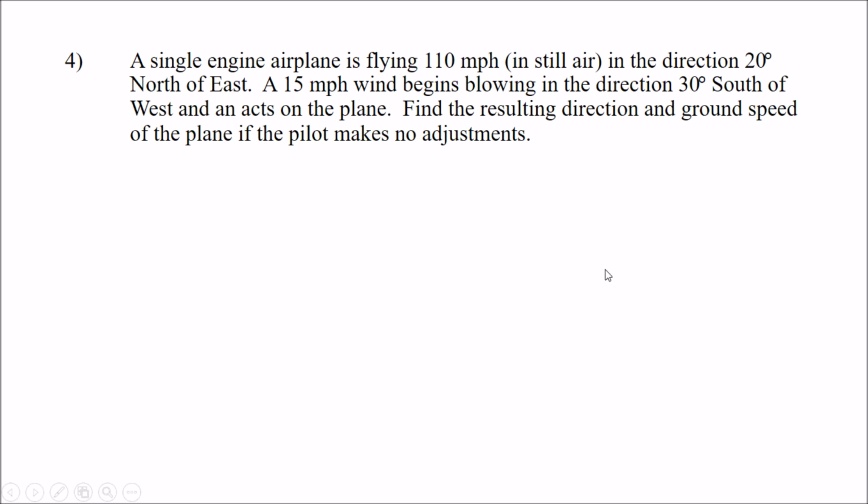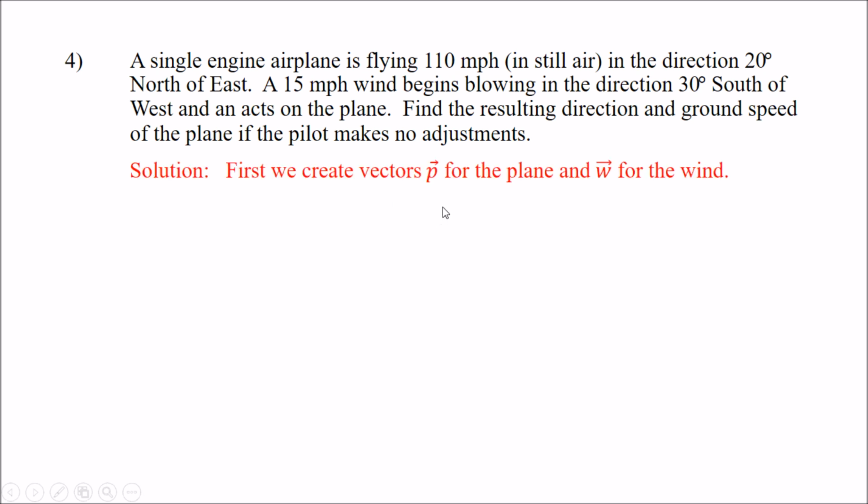Here's an application. Suppose we have a single-engine airplane that is flying 110 miles per hour in still air in the direction 20 degrees north of east. A 15-mile-per-hour wind begins blowing in the direction 30 degrees south of west and acts on the plane. Find the resulting direction and ground speed of the plane if the pilot makes no adjustments.